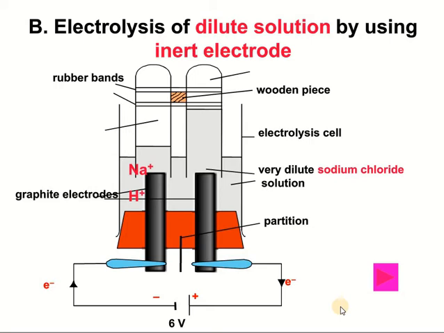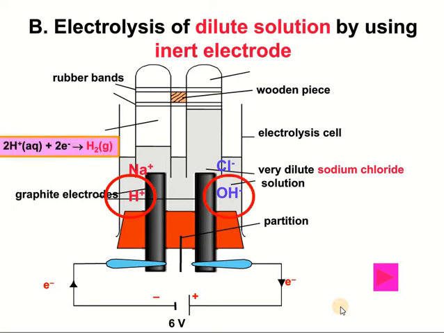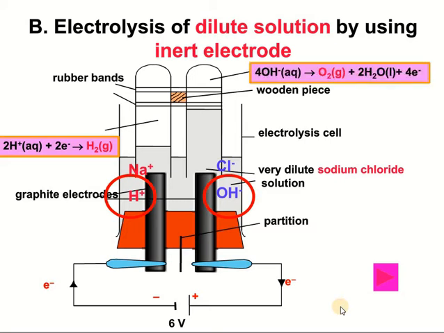Na+ ions reach the cathode, and Cl- and OH- reach the anode. H+ is released, OH- ions too. H+ converts into hydrogen gas at cathode, and OH- ion converts into water and oxygen during oxidation.